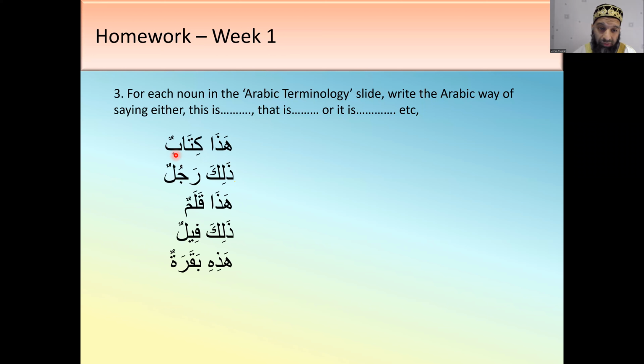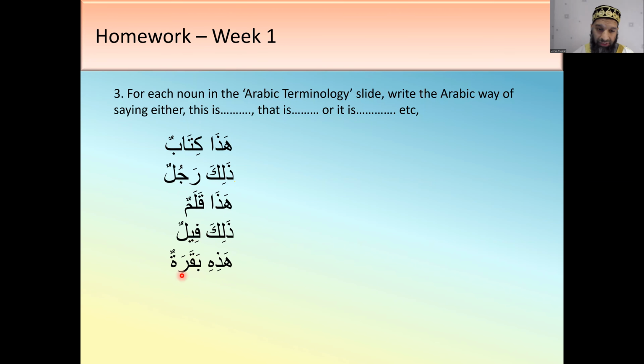So, for example, kitabun, I've written here hadha. It's masculine, so I'm going to use the masculine way of saying it, hadha. I'm not going to say hadhihi. Next one, rajulun is masculine, so I can either say hadha or dhalika. I chose here dhalika rajulun. Next one, qalamun is a pen, and it's masculine, so you can either say hadha or dhalika. Next one, filun is an elephant. أعوذ بالله من الشيطان الرجيم بسم الله الرحمن الرحيم ألم تر كيف فعل ربك بأصحاب الفيل. Yes, in the Quran, filun, the story of the elephant. Elephant is masculine, so I could use either hadha filun or dhalika filun.